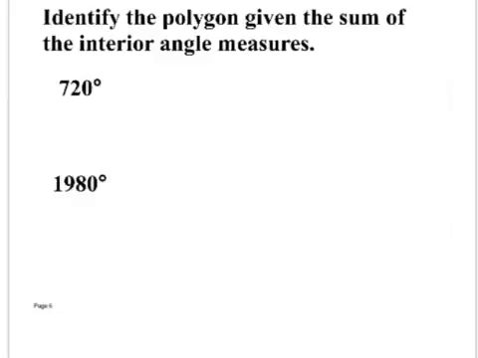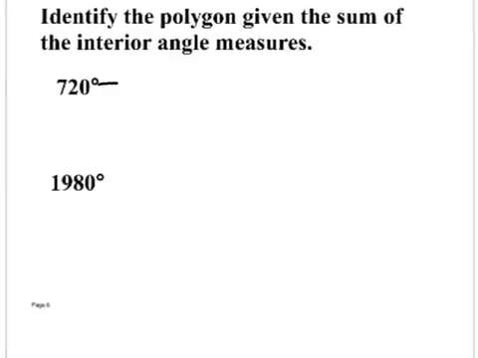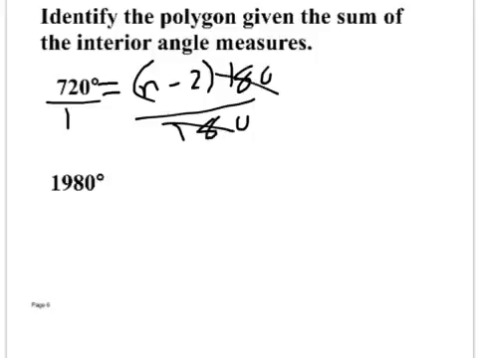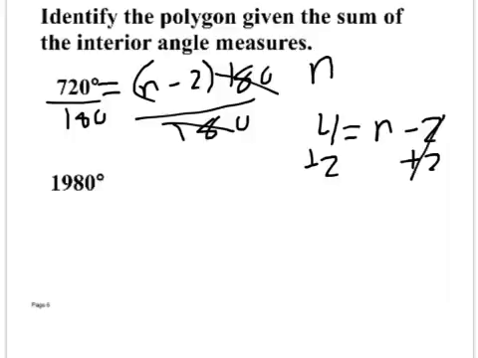So I know the sum is 720. To get the sum, I take n minus 2, the number of sides minus 2, times 180, don't I? So 720 is like my answer from what we were finding earlier. Now we're just going backwards. The first thing I do is divide by 180. 720 divided by 180 is 4. 4 equals n minus 2. So what do I do now? Add 2 to both sides. N equals what? 6. What polygon has 6 sides? A hexagon. There's my answer.